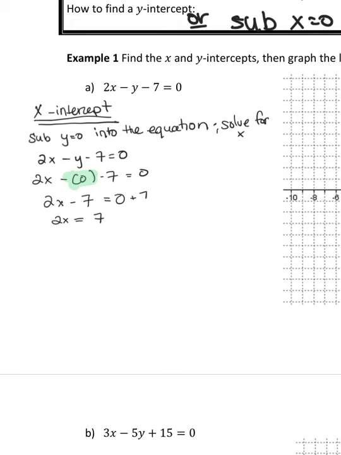Okay? And now if I'm looking at this, how do I get x by itself? If I have a 2 here, I'm going to divide both sides by 2. 2 divided by 2, that's going to cancel, leave me with x. 7 divided by 2, if you use a calculator, or maybe you just know it because you're really good with mental math, is 3.5. So what does this mean? This means that my x-intercept, if I was to write that as an ordered pair, would be 3.5 and 0.